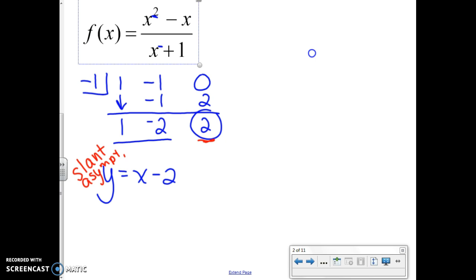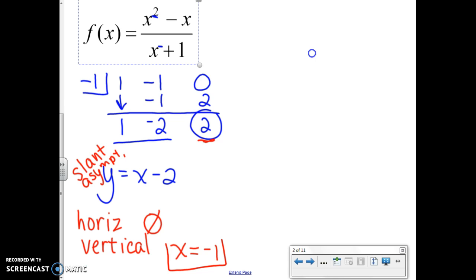What about a vertical asymptote? Will I have one on this one? Yes, where? At -1. So horizontal, there is no horizontal asymptote at all because the degree of the numerator is bigger than the denominator. So there is no horizontal asymptote. But vertical, that is going to be where the denominator hits 0. So that's going to be at x equals -1. That is where my denominator would go to 0.